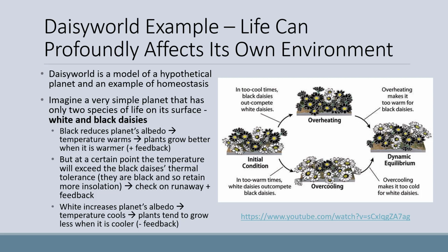This provides a check on the runaway positive feedback. This is when the white daisies will have a competitive advantage. They will grow and increase the planet's albedo, so the temperature cools. But plants tend to grow less when it is cooler, so this acts as a negative feedback. You can see how the system has built-in feedbacks to remain within certain temperature extremes.